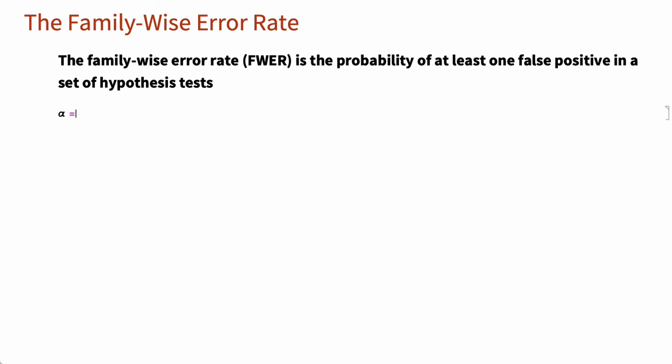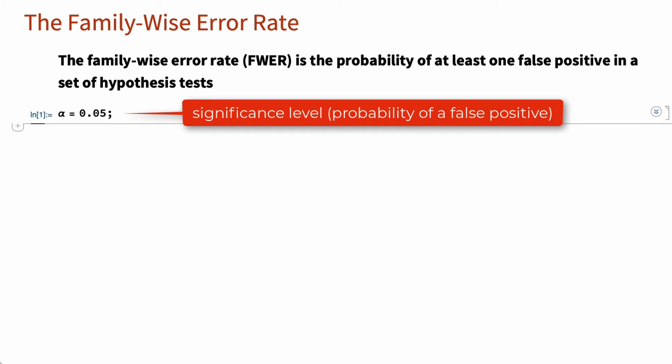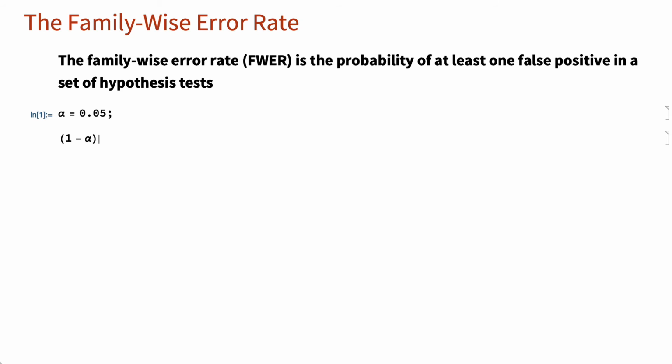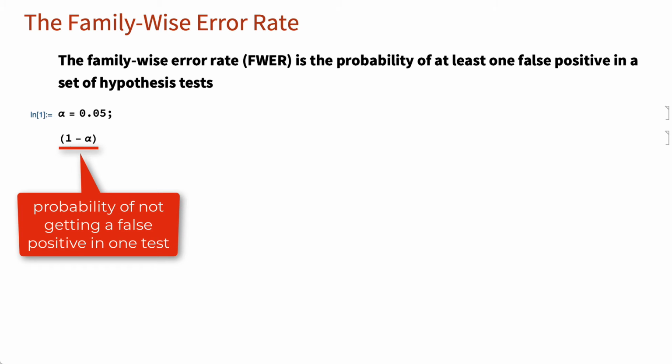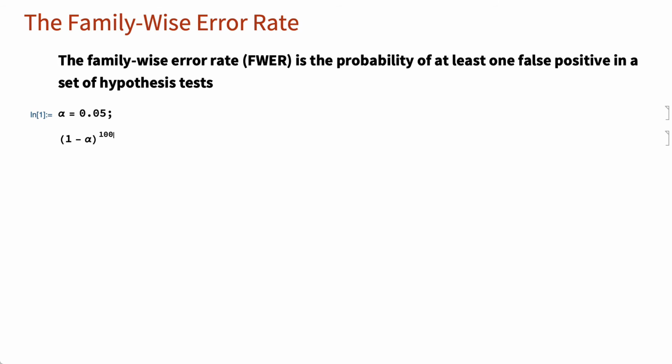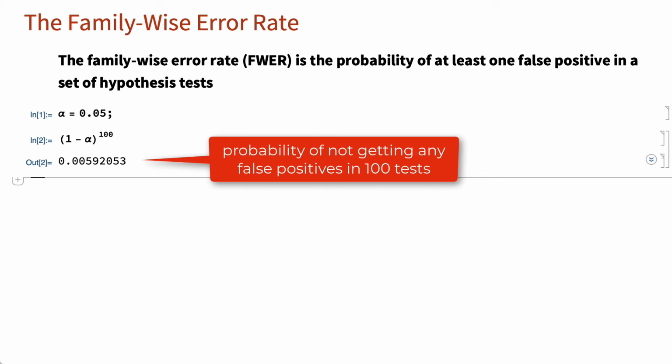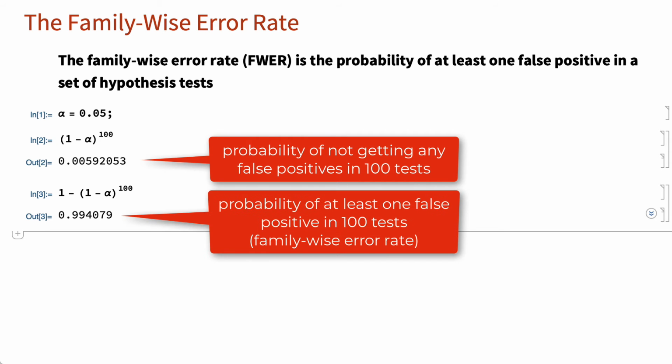The probability of a false positive if the null hypothesis is true is the level of significance alpha. So, following basic rules of probability, the probability of not getting a false positive is 1 minus alpha. The probability of not getting any false positives in 100 tests is (1 minus alpha) to the 100th power, and the probability of at least one false positive, which is the family-wise error rate, is 1 minus that probability, which turns out in this example to be something over 99%. So in 100 hypothesis tests with a significance level of 5%, there is more than a 99% chance of at least one positive result, even if there is nothing of significance to be detected.